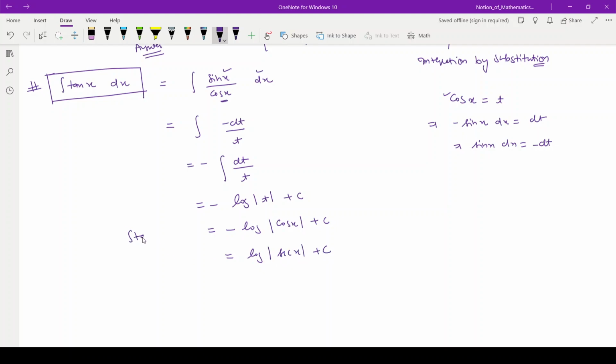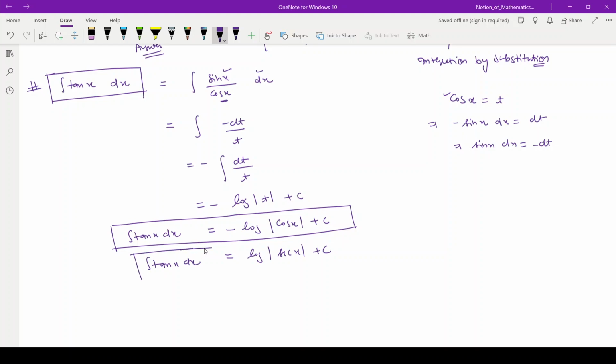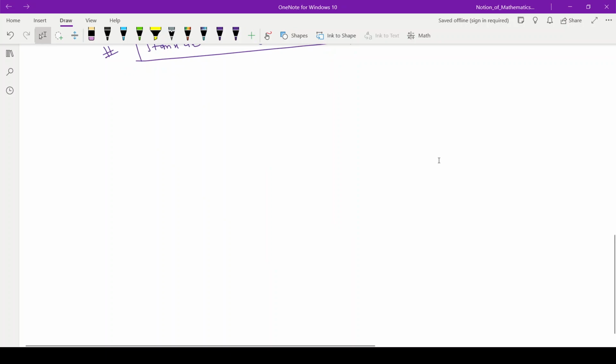So this integration of tan x dx is either equal to minus log mod cosine x plus c, or it is log mod secant x plus c. Both are valid formulas here. Now students, thereafter the integration of tan x dx, I am going to discuss the formula of integration of cot x dx. So that is our next formula.